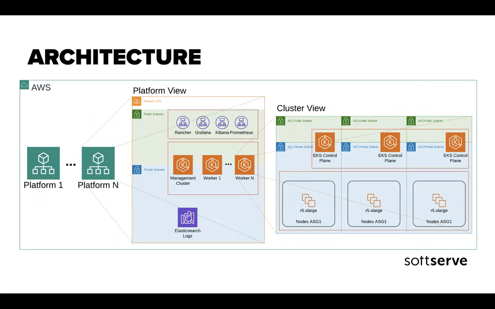A few words about architecture. It is a simplified diagram of what we are running in AWS. To understand it, there are two things that are very important: platform and cluster. Generally speaking, a platform is a combination of AWS resources like VPC, subnets, security groups, and so on. And a platform runs multiple EKS clusters in it. Also, the platform has its own EKS clusters that are used for management stuff like Rancher, Grafana, Kibana, Prometheus, and some system components.